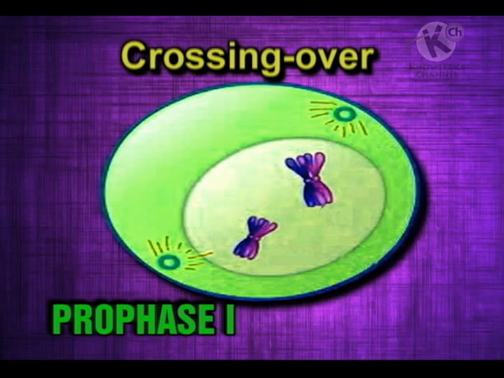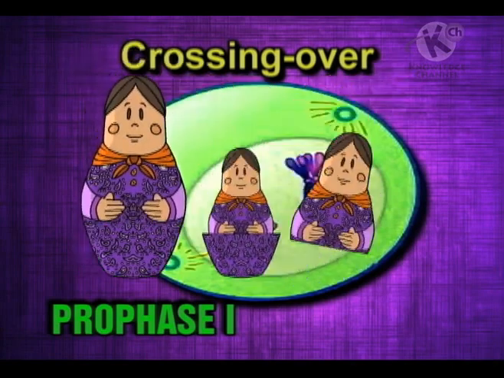Crossing over results in exchanged genes between pairs of homologous chromosomes. It is a process that only occurs during prophase 1. After crossing over has occurred, the gene combination of each chromosome in a homologous pair is no longer the same combination it had before meiosis. Ma'am, what happens to the cell's nucleoli and nuclear membrane?